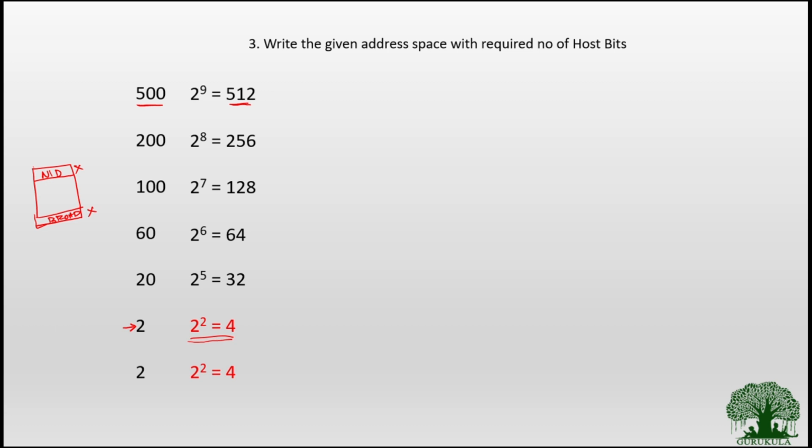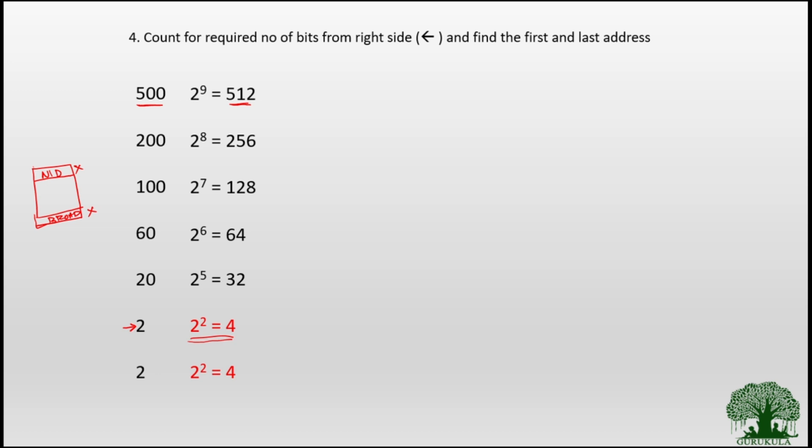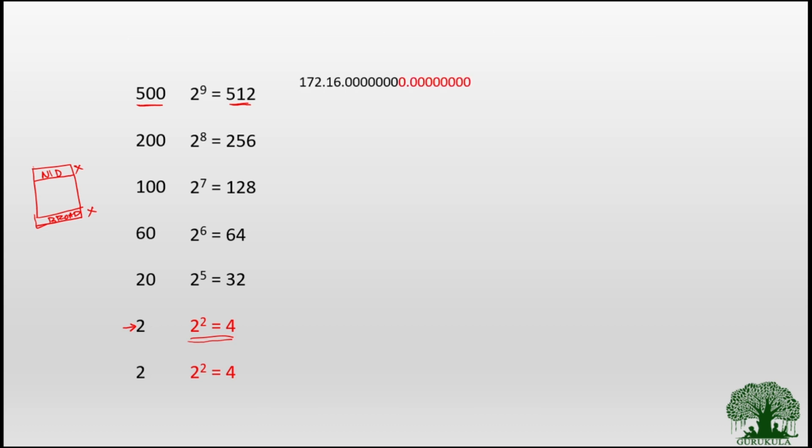What we have to do is write the given address space with the required number of host bits. I can count the required number of bits from the right side and find the first and last addresses. As you can see, this is the address space given in our question. For the sake of simplicity, I am taking the first 2 parts as decimal representation. We are going to work with the last 2 parts, so I am representing them in binary form. This is purely for understanding and for reducing the writing work.